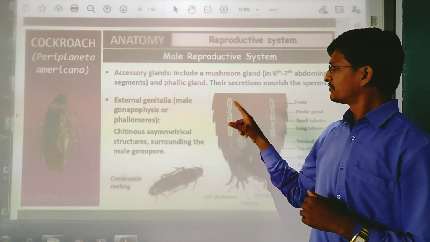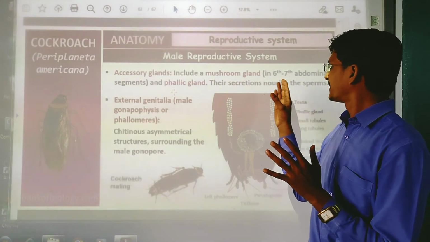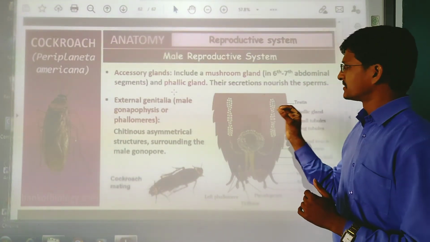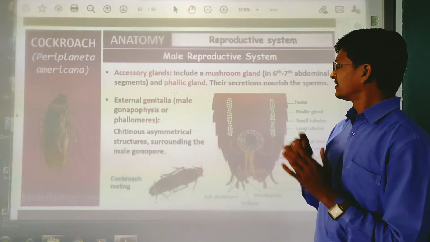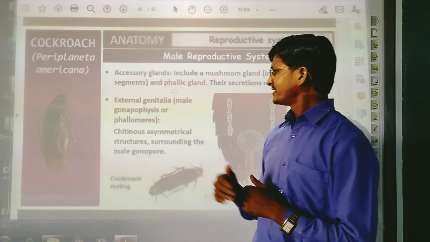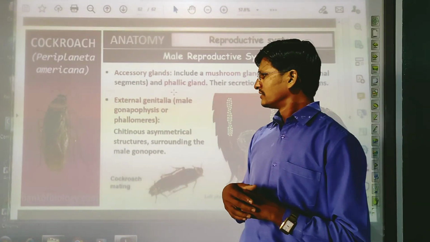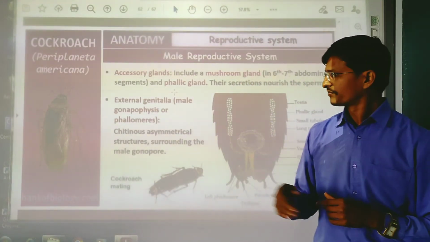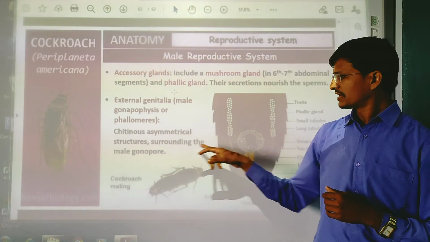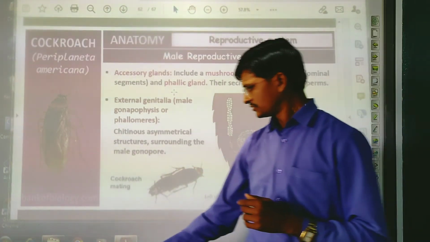Here also there are some accessory glands. They include a mushroom gland, observed in the 6th to 7th segment, and phallic gland. Their secretion nourishes the sperms. External genitalia, male gonapophysis or phallomeres, are chitinous asymmetrical structures surrounding the male gonopore. Okay, so that we need to know.